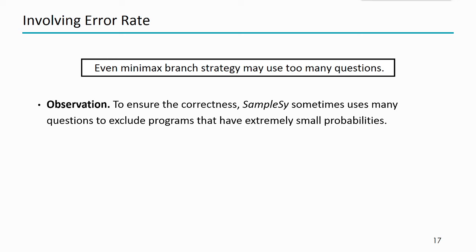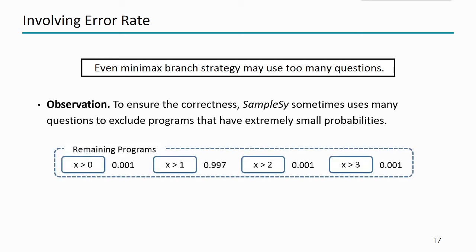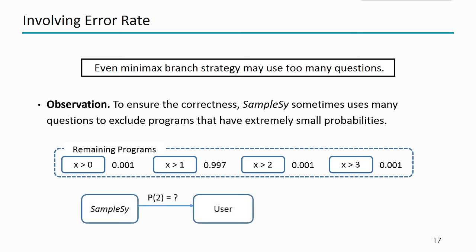Now, suppose the program domain contains only 4 programs and the distribution concentrates on x greater than 1. To eliminate ambiguity, SampleSy will first use a question on P2 to distinguish between the left 2 programs and the right 2. If the answer is true, SampleSy will further use a question on P1 to distinguish the remaining 2 programs. However, are these questions necessary?